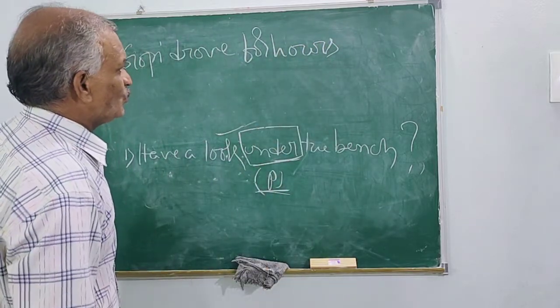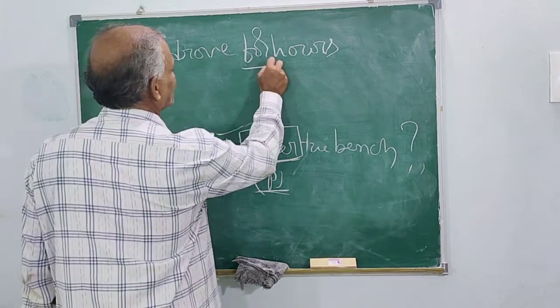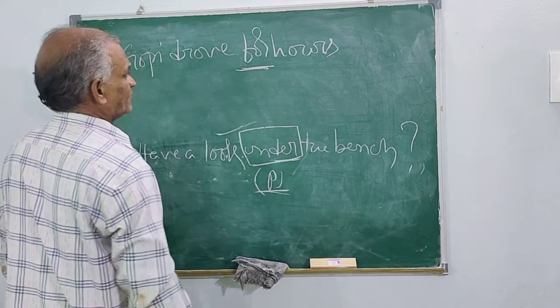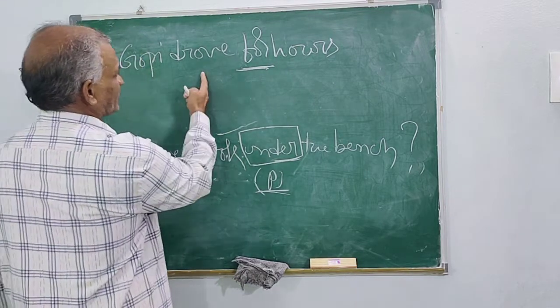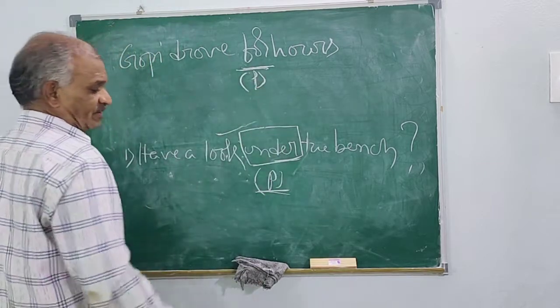Gopi drove for hours. Here my question is, what is this part? Again, this will be noun, this will be verb, this will be preposition. Clear?